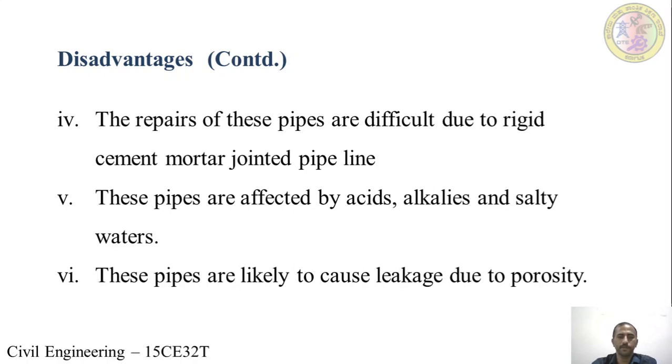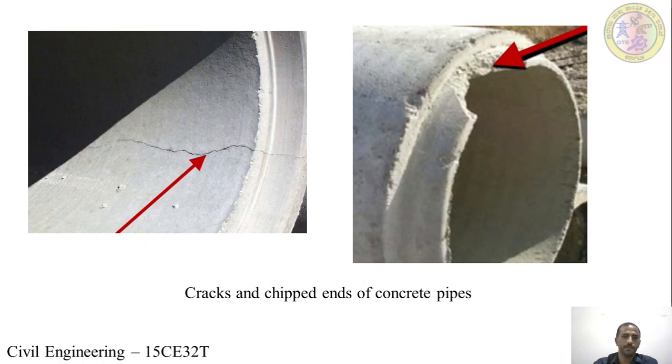These pipes are affected by acids, alkalis and salty water. Due to poor workmanship or lack of curing, these pipes are likely to cause leakage due to porosity. Here you can see images of pipe getting cracks, either due to poor workmanship or by not handling properly, and the chipped end of the concrete pipes.